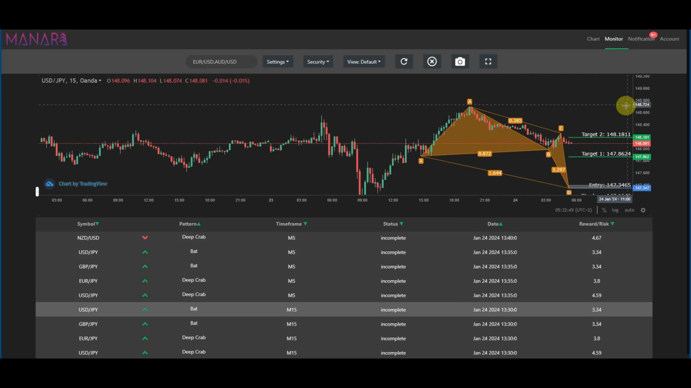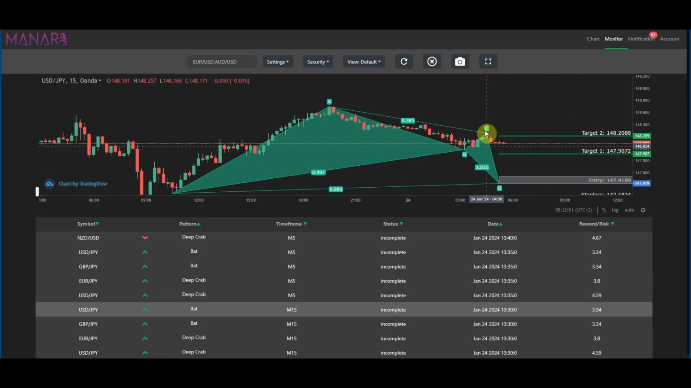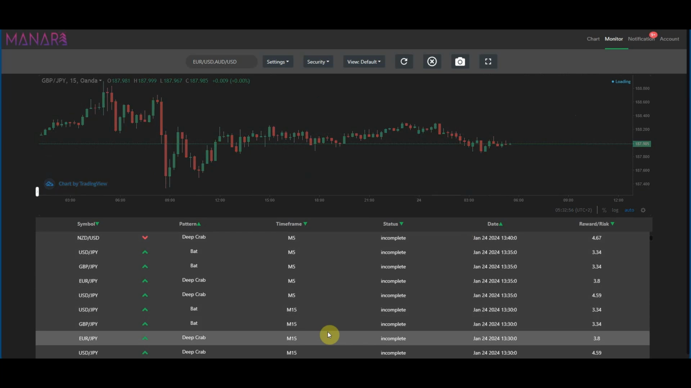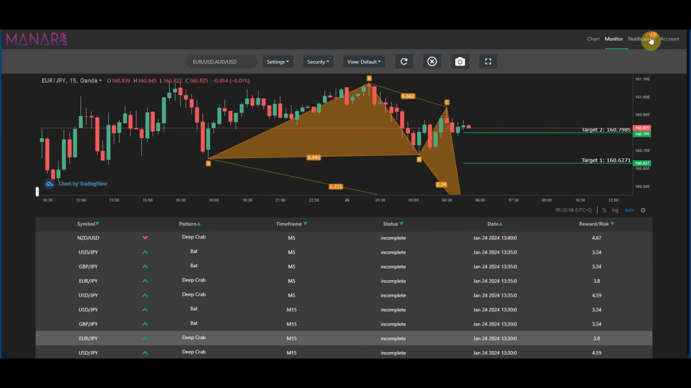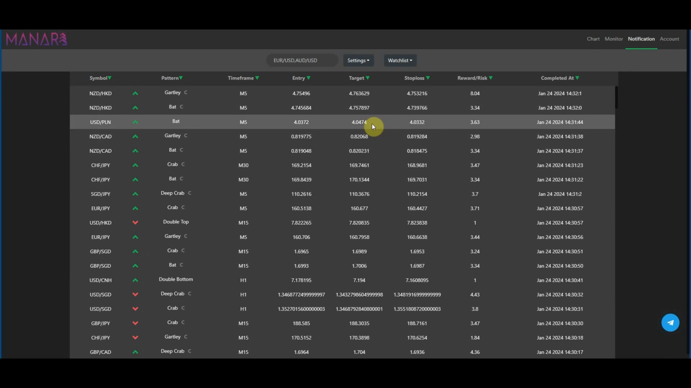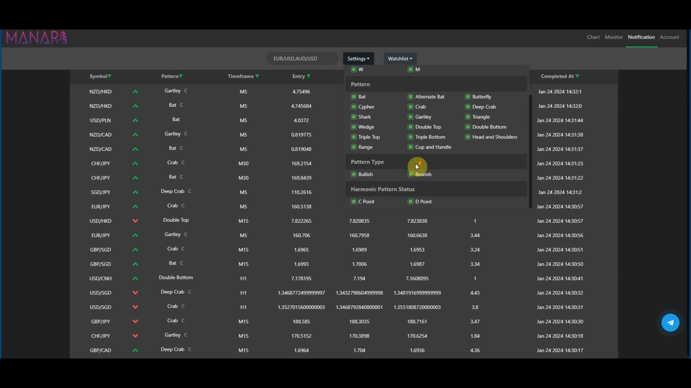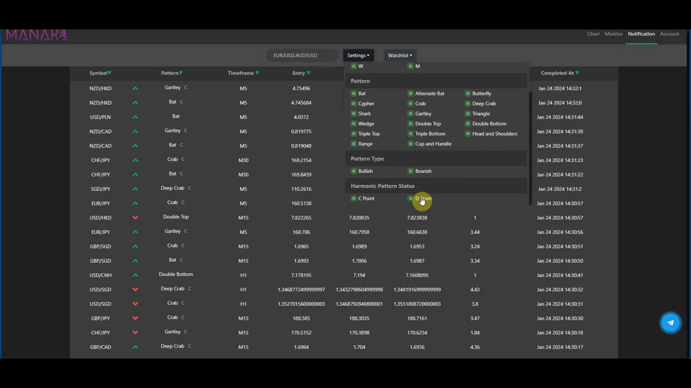And they seem to be tracking quite well towards it. So these are on 15-minute candles now. I'm just going to jump over the notification to show you how that works as well. So we've got completed at the timestamp and all the information up here. The settings. So you've got C point and D point. I wonder if I select C point.